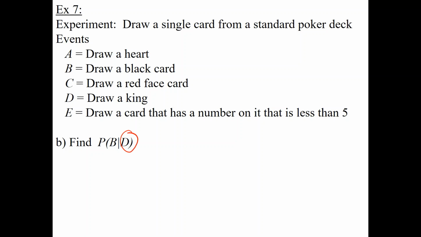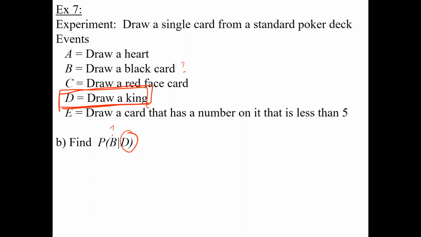That means you told me I drew a king. Okay, so this has occurred. And then I want to find the probability that it's a black card. This is the one I'm trying to find the probability of.